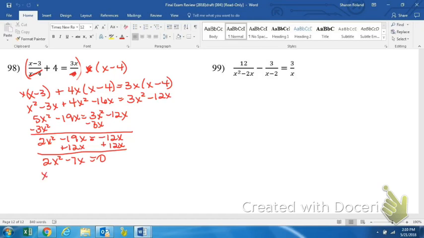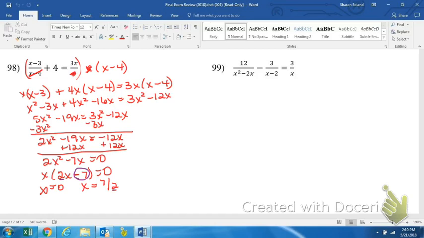Well, x factors out of that, and you're left with 2x minus 7 equals 0. And so you have two values for x. X can be 0, and x can be 7 over 2, which is opposite of negative 7 is positive 7 divided by 2 is that.